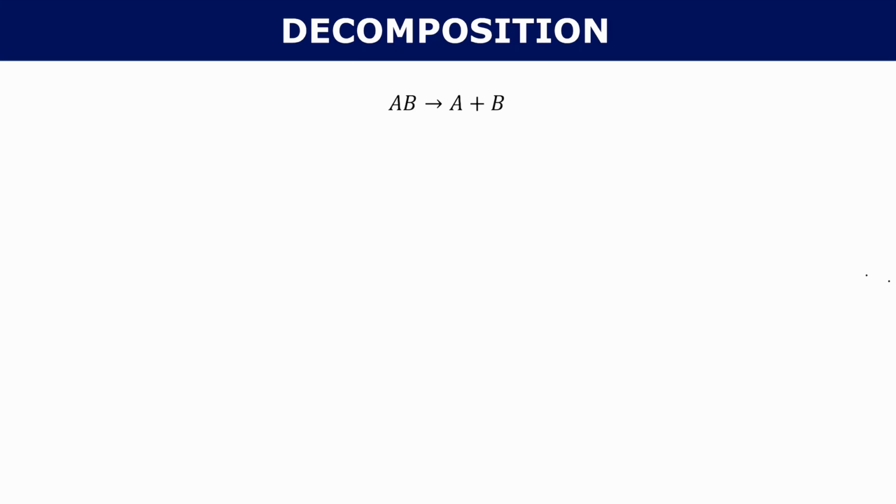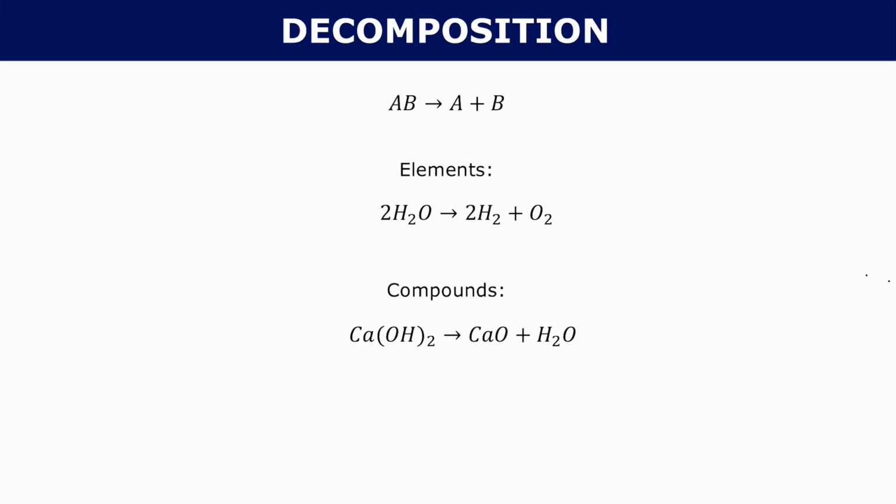So in a decomposition reaction, you can have compounds that break up into elements like you have here. So water is breaking up into hydrogen molecules and oxygen molecules, or you can have a compound breaking up into other compounds like we have here. So Ca(OH)2 is breaking up into calcium oxide and water. Pretty straightforward. And as always, you have to make sure all the charges balance out.